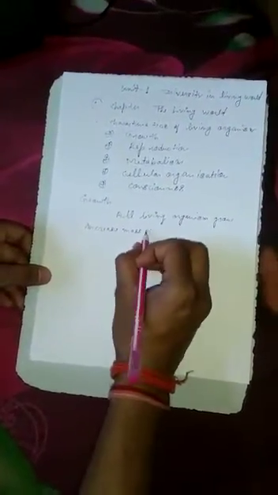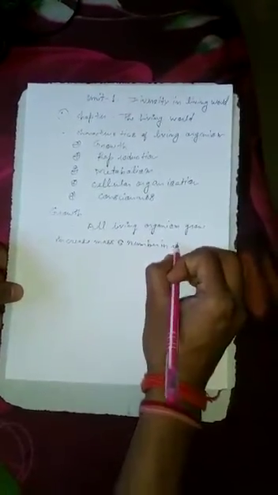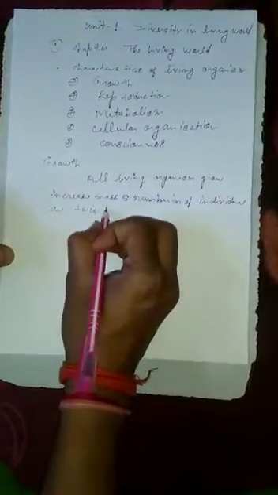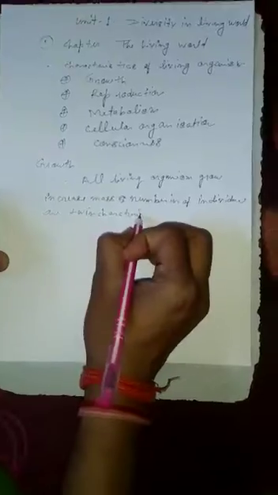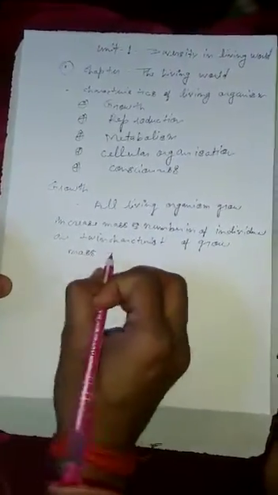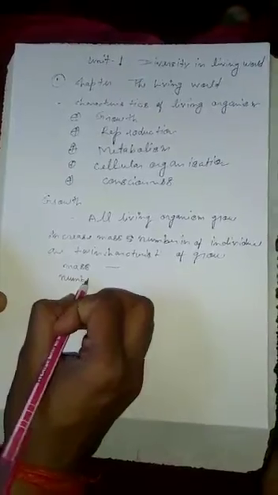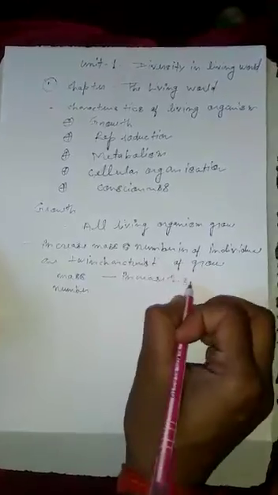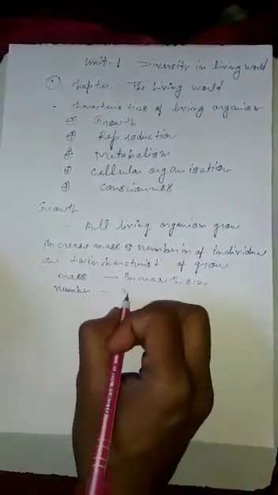Then plants increase in mass and number of individuals, the twin characteristics of growth. Twin characters means mass and number. Mass increases the size, and number refers to the number of cells.